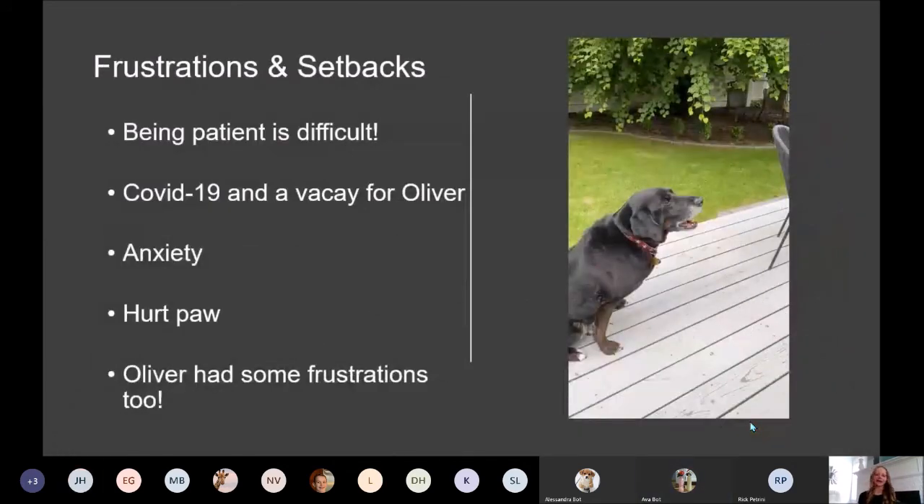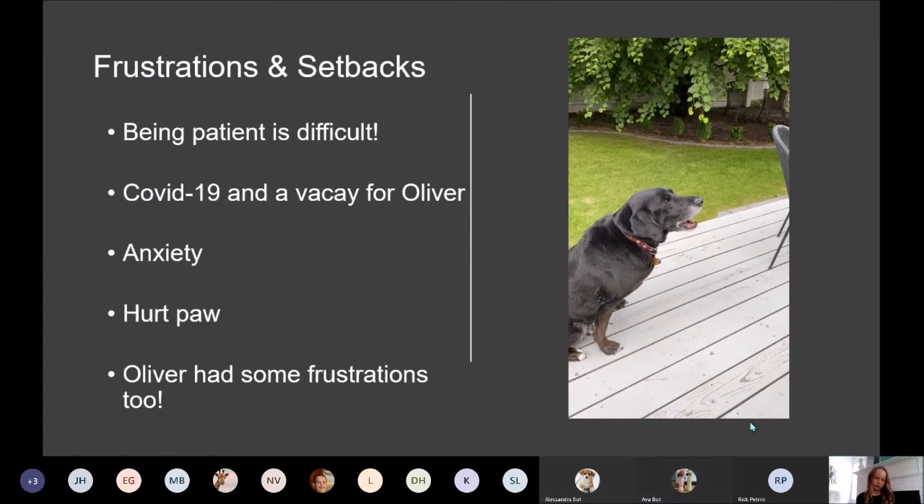So cute. So, from frustrations and setbacks I had, being patient is more difficult when you are teaching a dog new tricks. I would have to remind myself that Oliver was learning something new. It's like learning new math. You can't just pick it up immediately and know it right away. Sometimes you need more practice than just that.